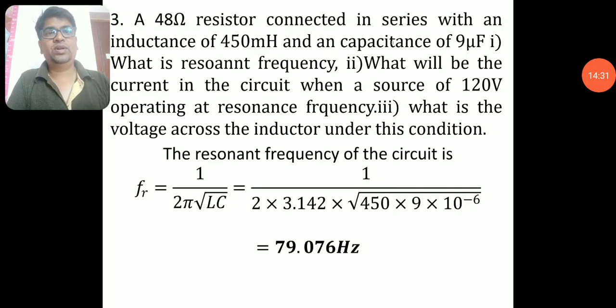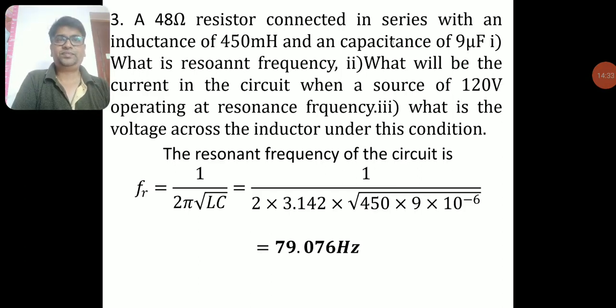We'll move on to the next problem. The third problem: a 48 ohm resistor connected in series with an inductance of 450 millihenry and a capacitance of 9 microfarad. First, what is the resonant frequency? Second, what will be the current in the circuit when a source of 120 volt is operating at resonant frequency? Third, what is the voltage across the inductor under this condition?